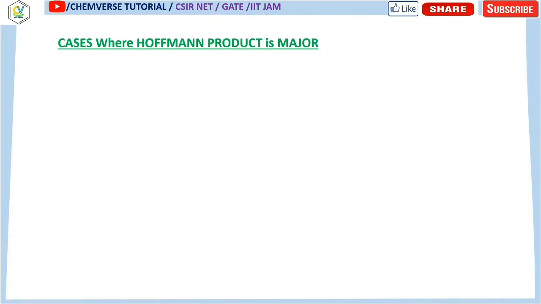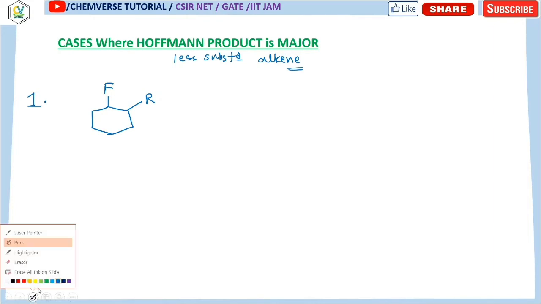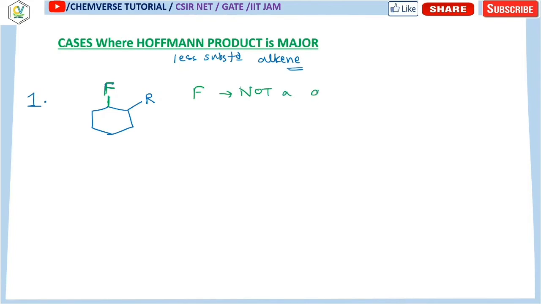Okay. Now we will discuss the cases where the Hofmann product will be obtained. Hofmann product signifies that the less substituted alkene is produced. So what are the possible cases? Number one, if I take a substrate like this, over here fluorine is attached to the carbon, and you know that this C-F bond is a strong bond, and that is why F is not a good leaving group.